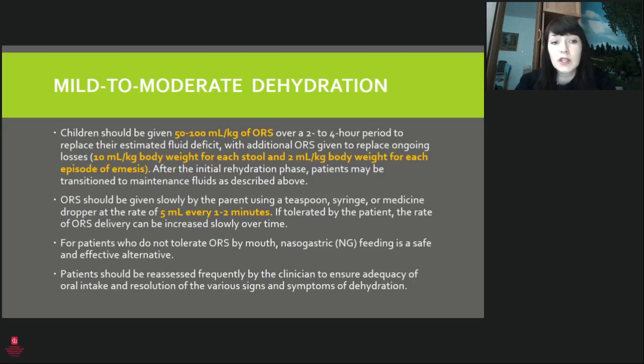Oral rehydration should be given slowly to the patient using a teaspoon, syringe, or medicine dropper at the rate of 5 milliliter every 1 to 2 minutes, very slowly. If tolerated by the patient, the rate of oral rehydration delivery can be increased slowly over time. For patients who don't tolerate oral rehydration by mouth, nasogastric feeding is a safe and effective alternative. Patients should be reassessed frequently by their clinician to ensure adequacy of oral intake and resolution of the various signs and symptoms of dehydration.